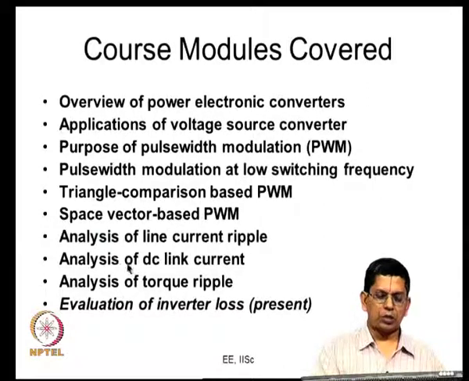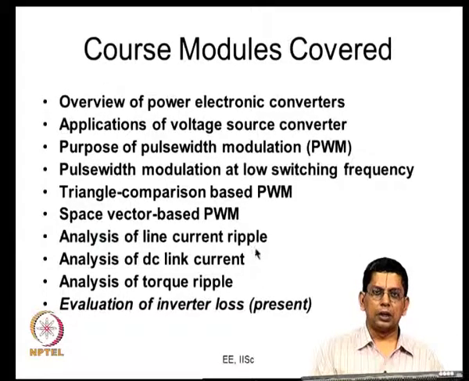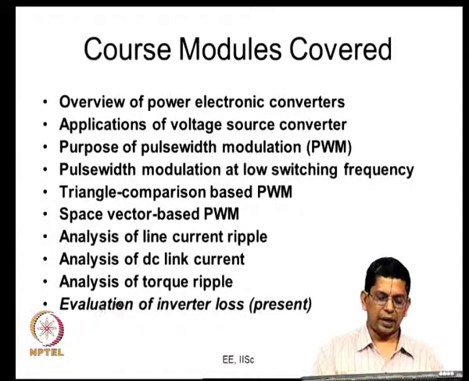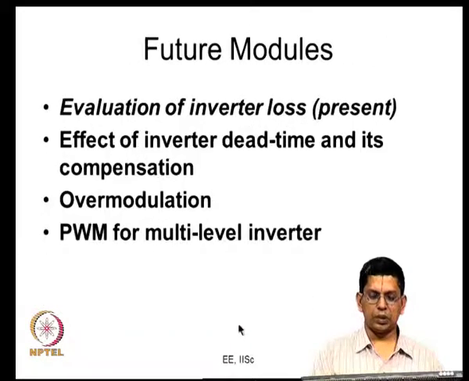And after that we have been focusing on certain analytical portions, like how do we analyze the ripple that is there in the line current, where of course we are assuming that the switching frequency is much higher than the fundamental. Similarly, how do we analyze the DC link current, how much is the RMS current flowing through that, what is the DC component, and again analysis of the ripple torque, how much ripple torque. So, these are the previous modules we covered. Presently we have been dealing with the evaluation of inverter loss. In the last lecture we covered the conduction loss aspect, and today we will be doing the switching loss. So, that is what we will continue today.